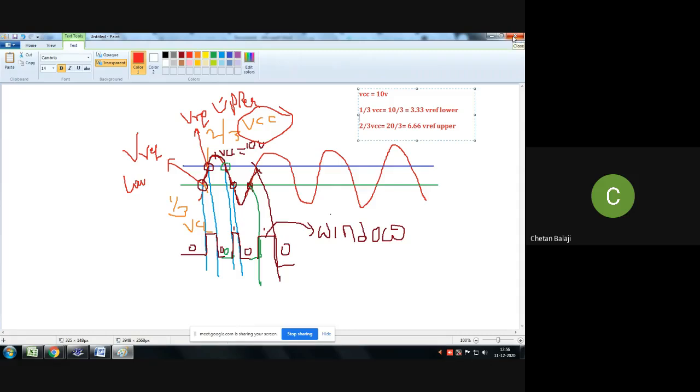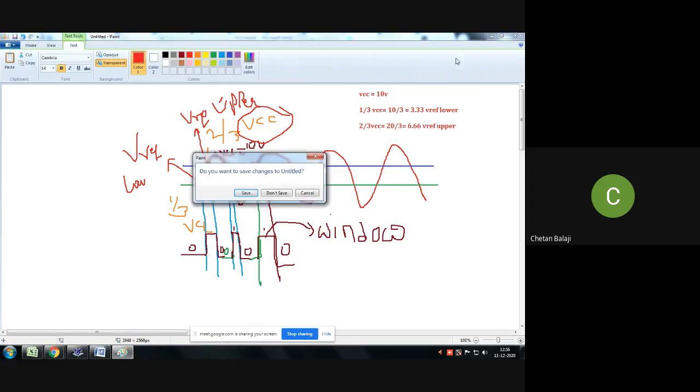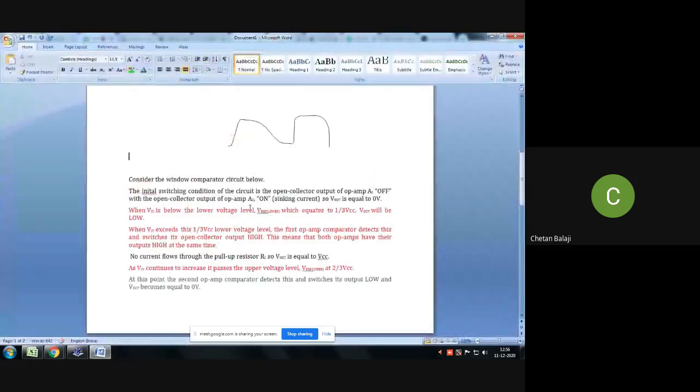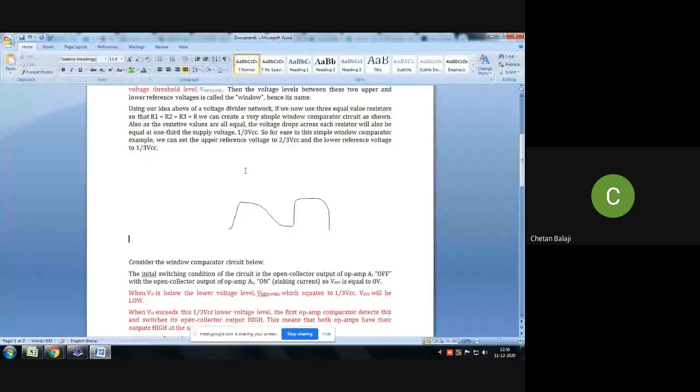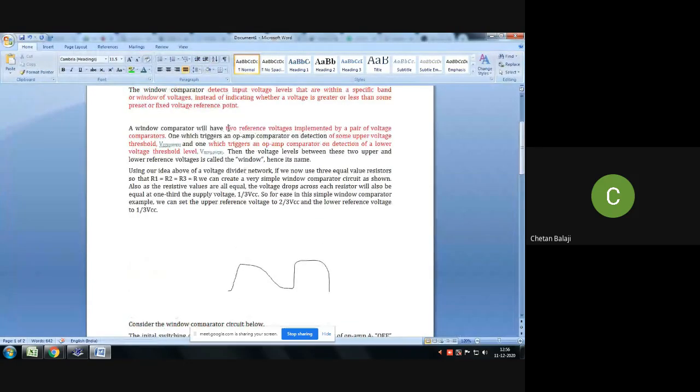Okay, let's close this. That's what I told you here. Look here. It compares 2 reference voltages. It detects whether the input voltage is within a specific band. Specific band means it is between 3.33 and 6.6.